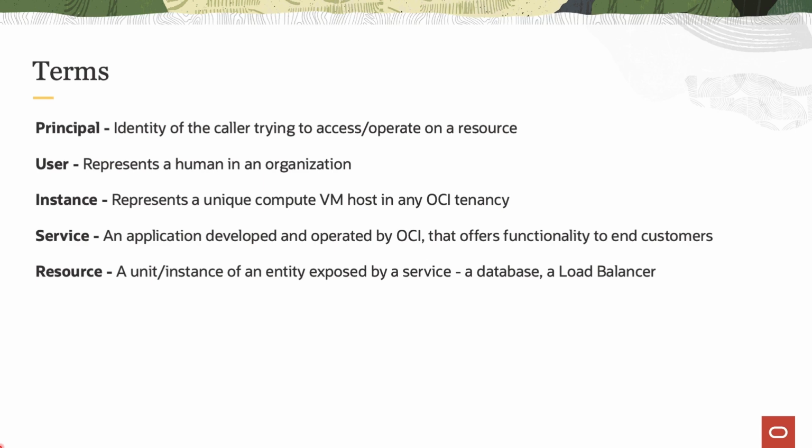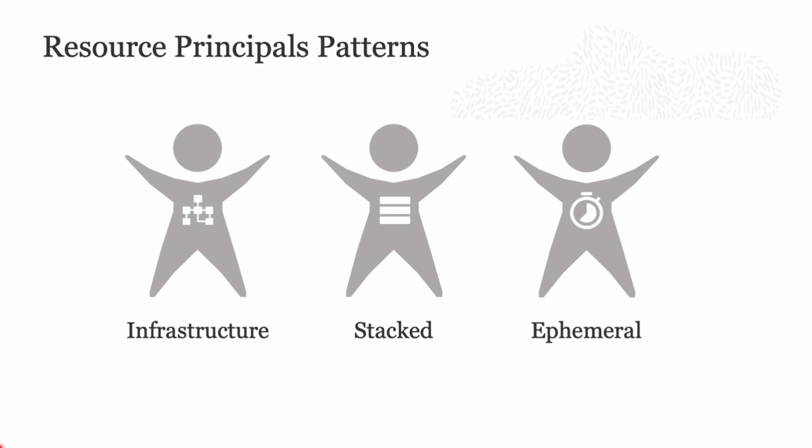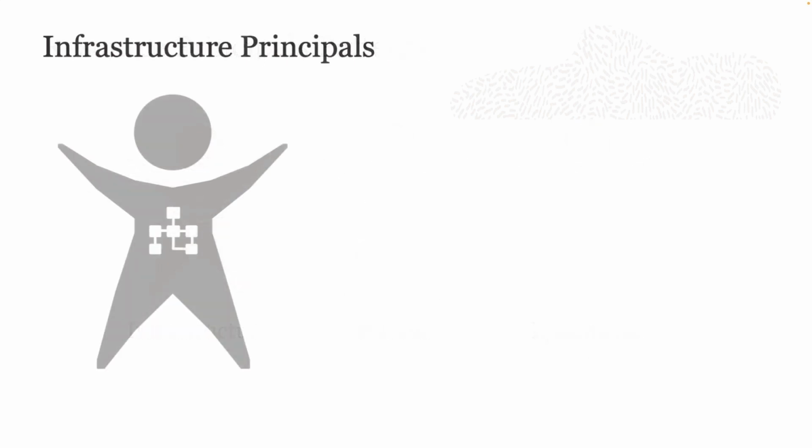A resource can be a database, load balancer or anything that you create in OCI as a cloud resource. Now we will look at the different resource principal types or patterns available before we dive into dynamic groups. So there are infrastructure principal, stack principal and ephemeral principal. And we will look at each of them in detail. Starting with infrastructure principal. The analogy that we will consider here is a birth certificate.